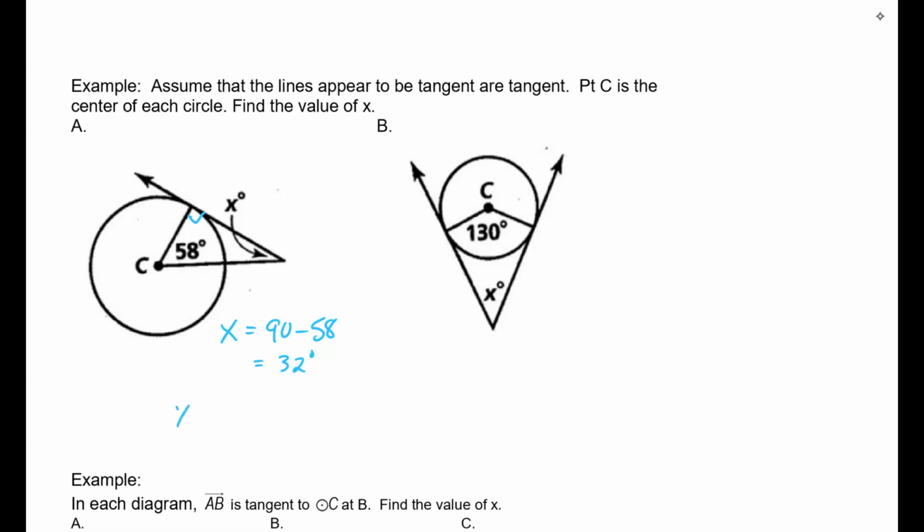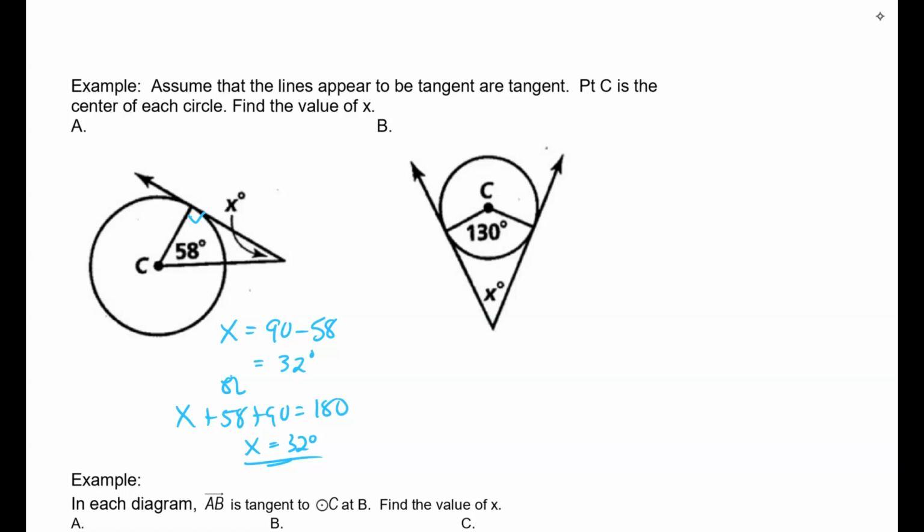Another way you could have done that, remember, is you can have gone x plus 58 plus 90 is equal to 180, and you would still get the fact that x was equal to 32 degrees. I don't really care which one you do, long as you show me the work. What did I just say? Yes, I just said that magic thing called work. Please show it for me.